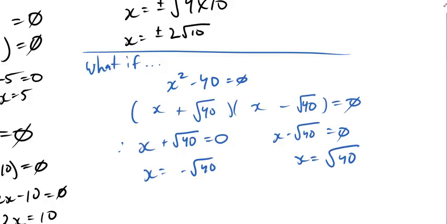So you get the same answers, plus or minus the square root of 40, in a different way. I would not expect people to do it this way. Isolating is typically better in this situation.